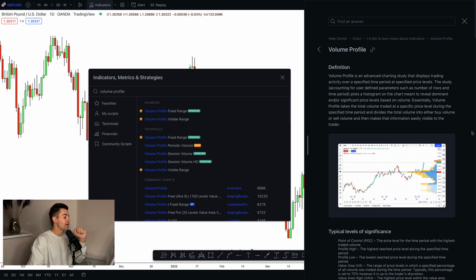On TradingView, we have multiple versions of volume profile. What interests us is the volume profile visible range. Let's add that on our chart.